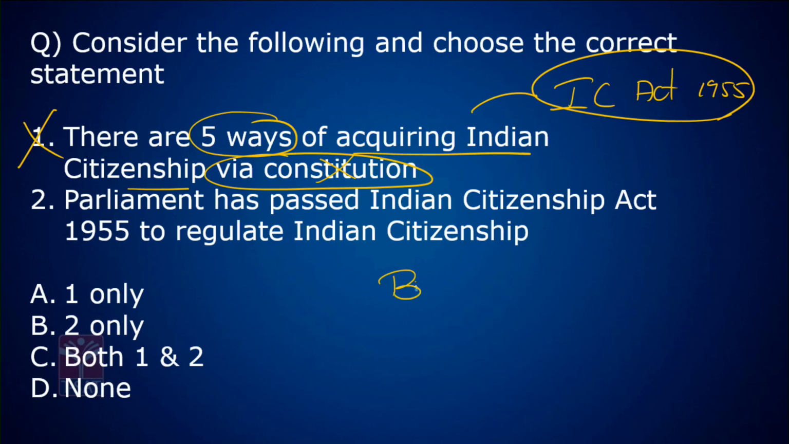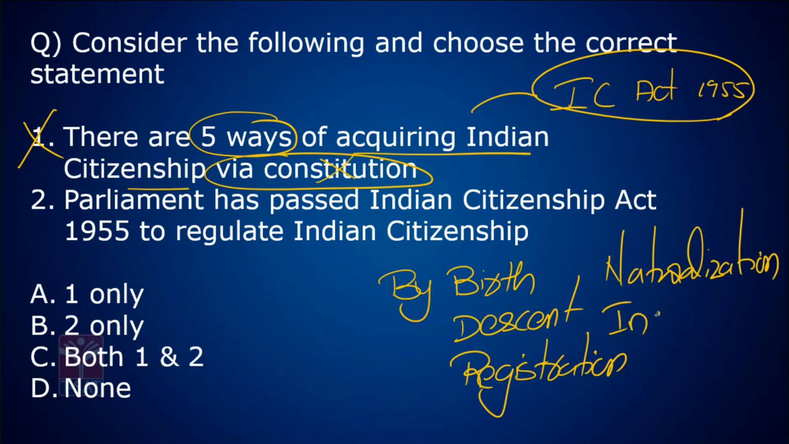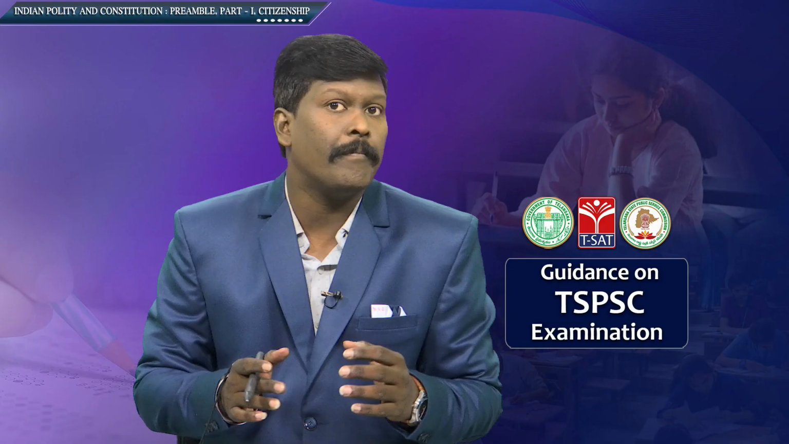They are by birth, by descent, by registration, by naturalization, and by incorporation. So these are the 5 ways. Now, Parliament has passed the Indian Citizenship Act 1955 to regulate Indian citizenship. You all know this. This is absolutely correct statement. Answer is B.